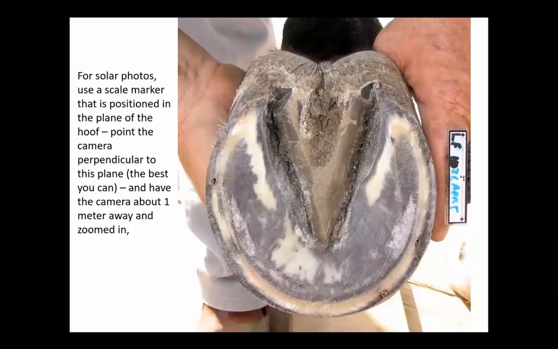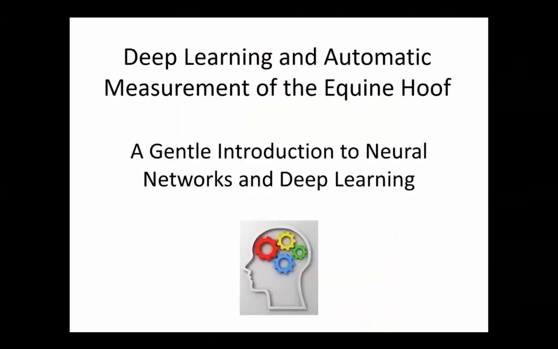And then if you take a picture like this, we can later in the software measure the distance of the heels and the width of the foot and so forth. So I'm not going to talk too much about the solar view, but that's something you can also calibrate. That's the end of part one of the talk.